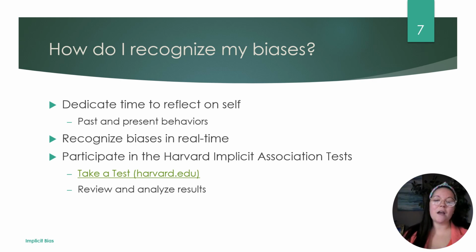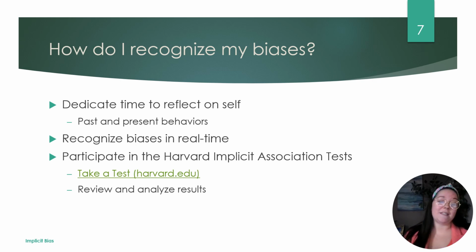Where did that assumption come from? Are there judgments I've held about a certain group of people that turned out to be wrong? For example, younger or older people, maybe men or women, or even someone of a different race or ethnicity than you. The more that we take time to reflect on the biases that we hold and why they exist, we can better recognize when our implicit biases are happening in real time.